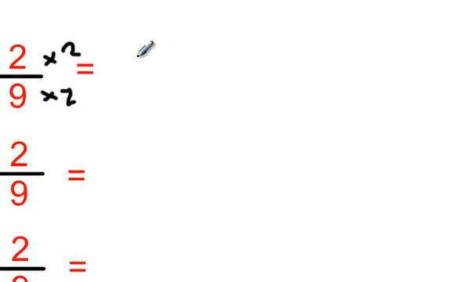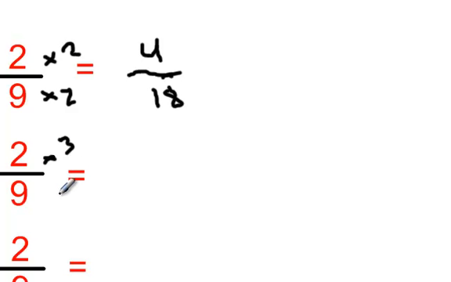So everybody's favorite is to multiply by 2. It's very easy. You want to keep this as simple as you can. So 2 times 2 is 4, 9 times 2 is 18. So we get 4/18. That's one. The next favorite for everybody is just to multiply by 3.